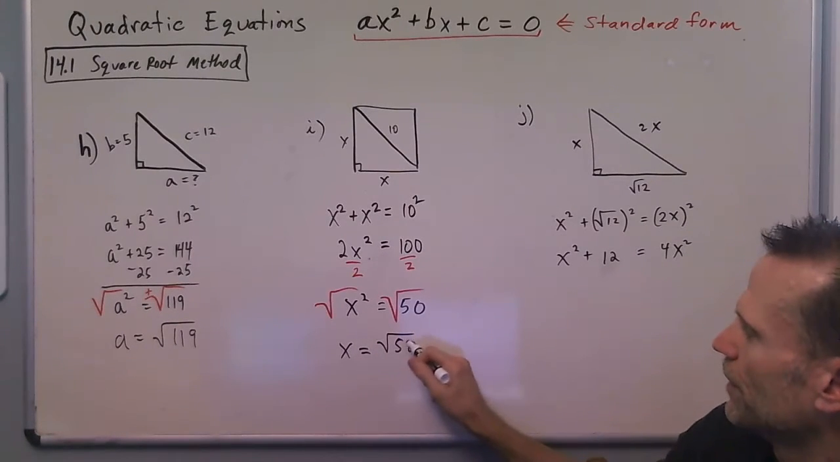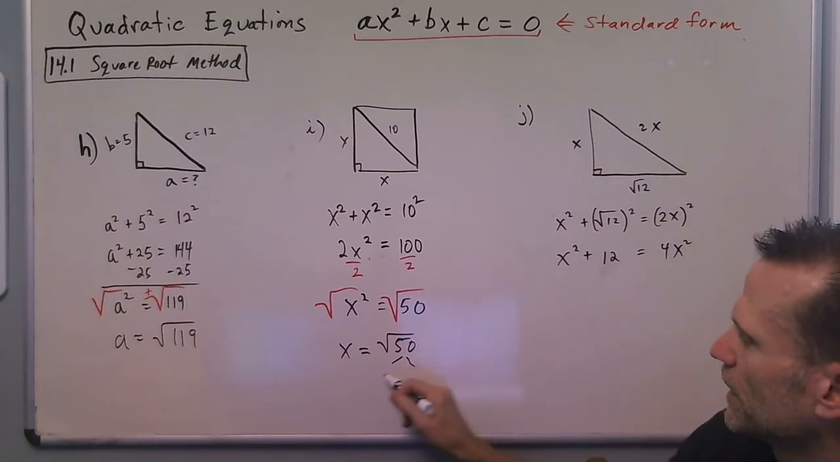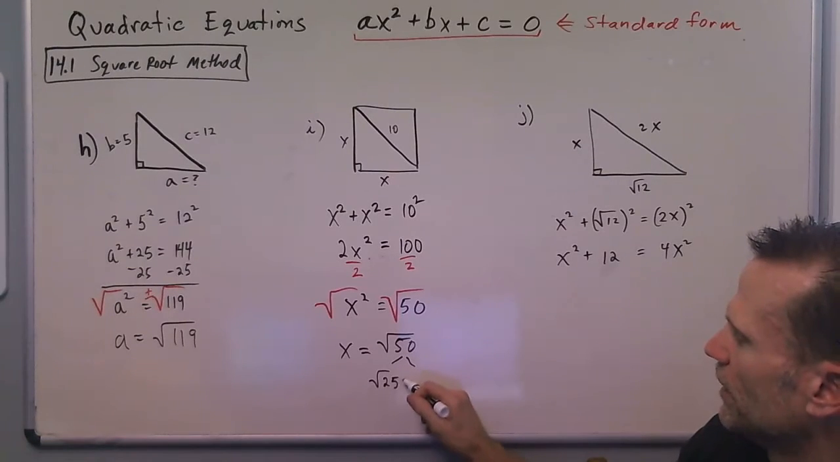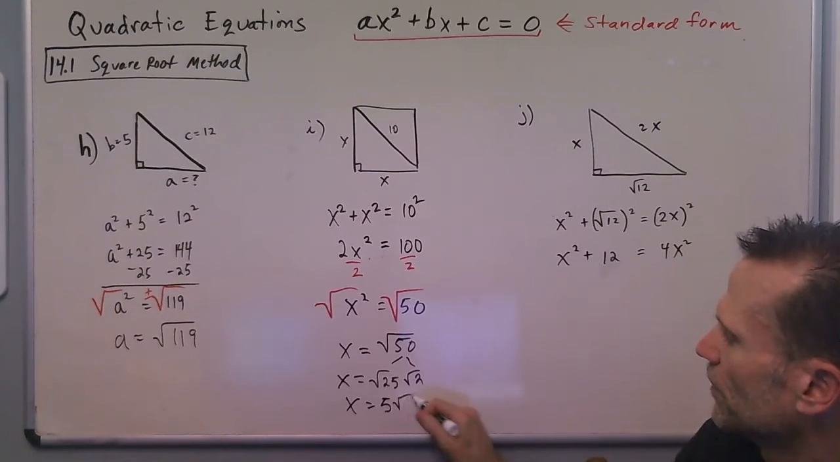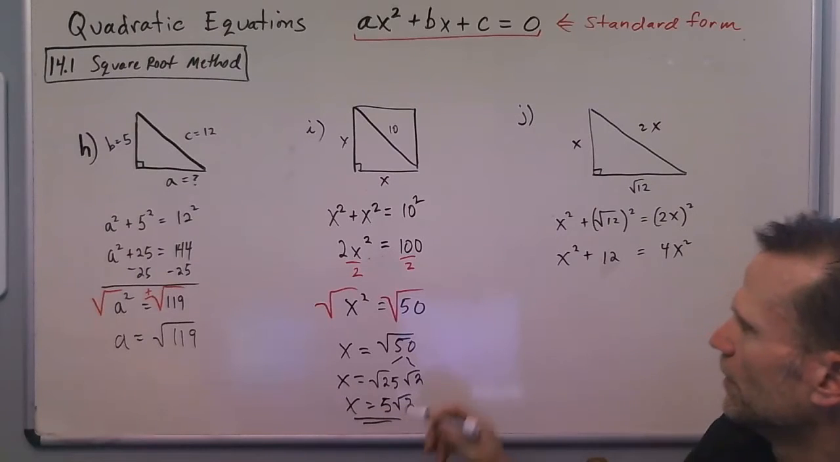But you'd have to remember that the square root of 50 can break down into the square root of 25 times the square root of 2. And we want this in simplified form, so we'll have 5 square root of 2 for the length of one of the sides.